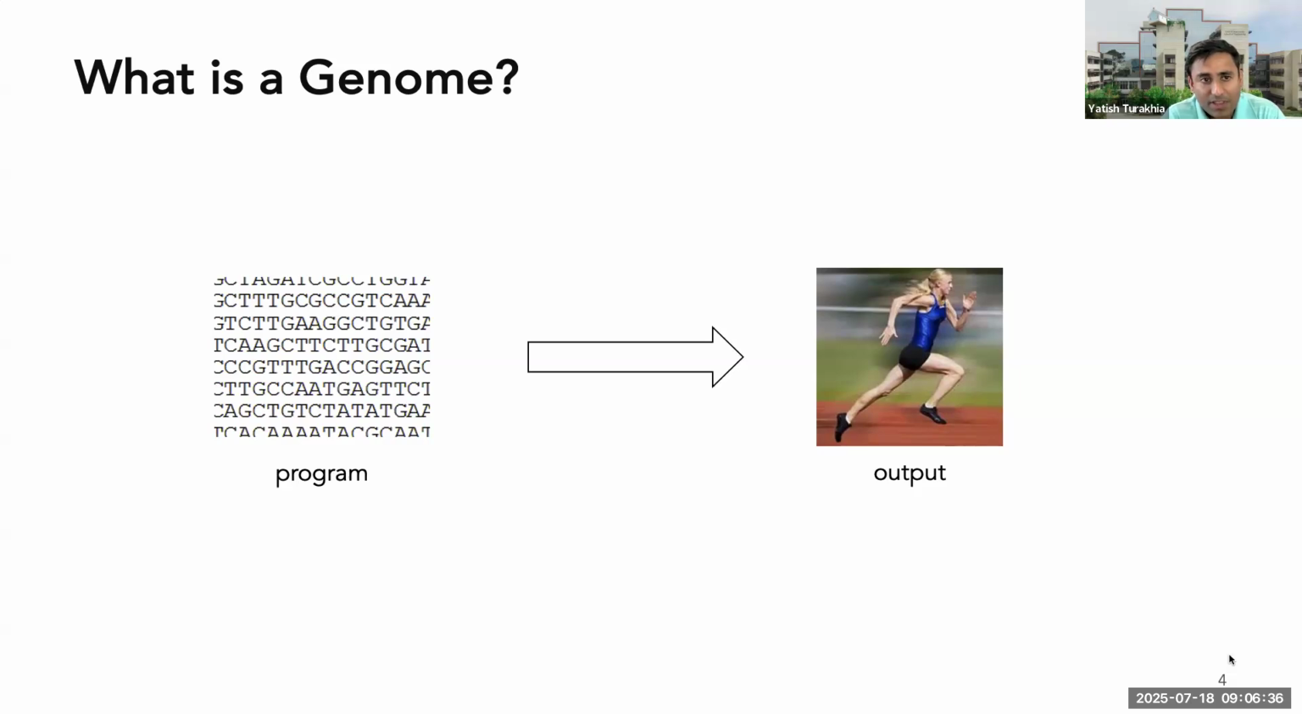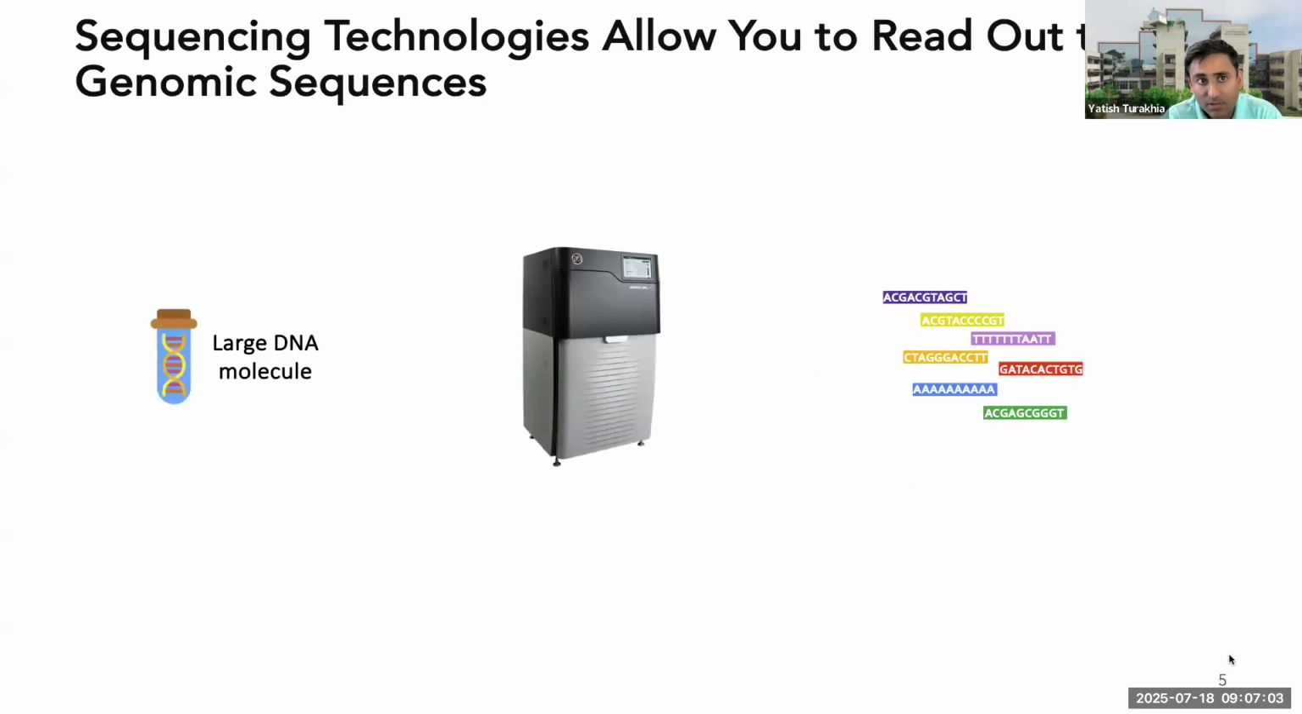Essentially, you can think of it like a program which is encoding for a certain output. In our case, it's encoding for various physical characteristics that we might have, like two eyes or hands, legs, all of that. There's some sort of a recipe in this particular program, which is the sequence of the DNA, which then makes up the genome. And genomics is a field that relates to the study of that genome. So it's a lot about studying these genome sequences.